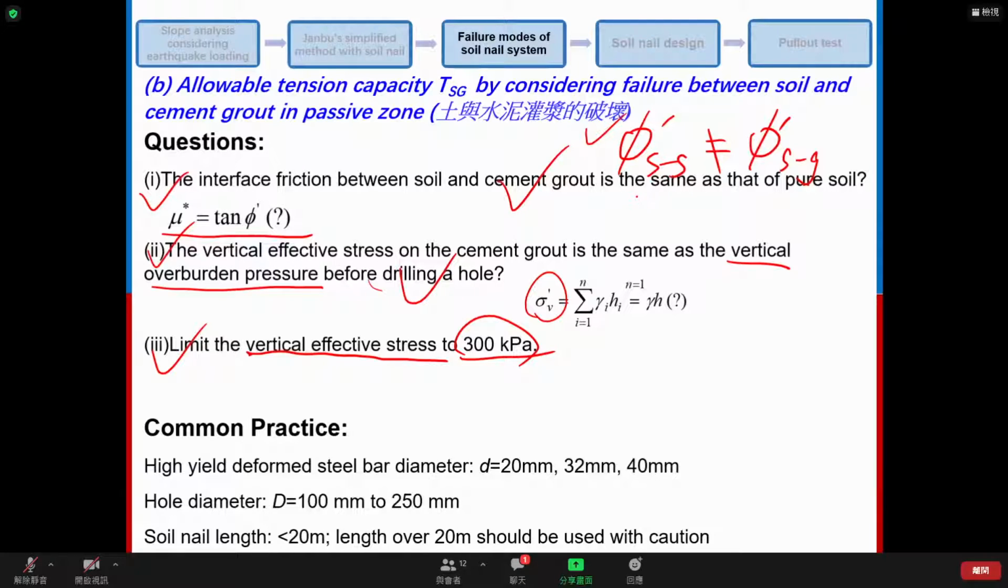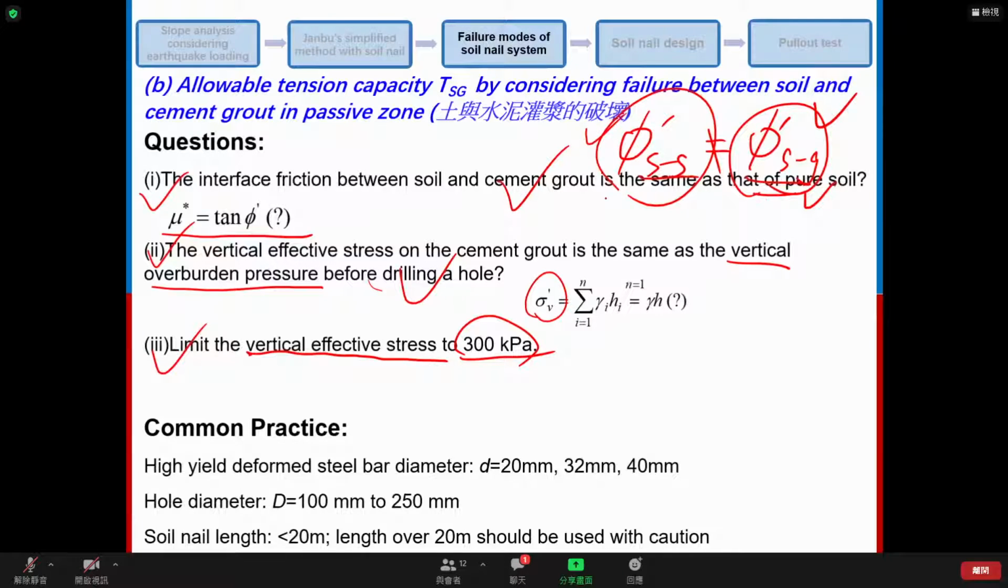As I said, this soil-grouting value in the field depends very largely on the workmanship. Sometimes we add pressurized grouting, which will increase this value, of course, because some grouting will penetrate into the soil, which increases the interlocking or bonding between the soil and the grouting, right? If the workmanship is poor, this value will be decreased, even lower than this value. That's possible due to the workmanship.